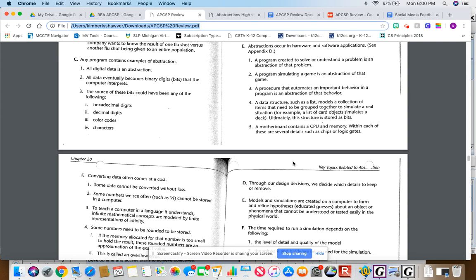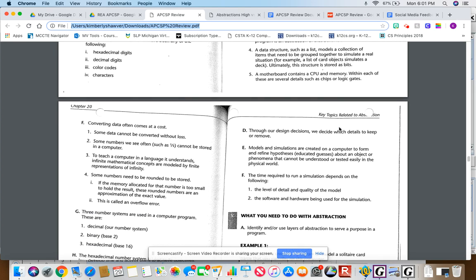So in a program, if you had a function that calculated an average, then that function is an abstraction of that actual calculating of the average. Here's one that's very interesting, and this shows up on your rubric for your create task. A data structure, such as a list, models a collection of items that could be grouped together to simulate a real situation. For example, a list of playing cards simulates a deck of cards. Ultimately, this structure is stored as bits.